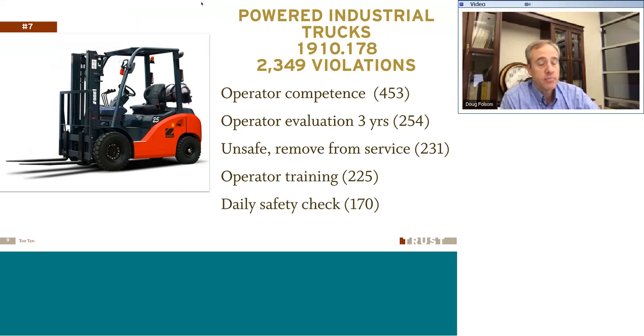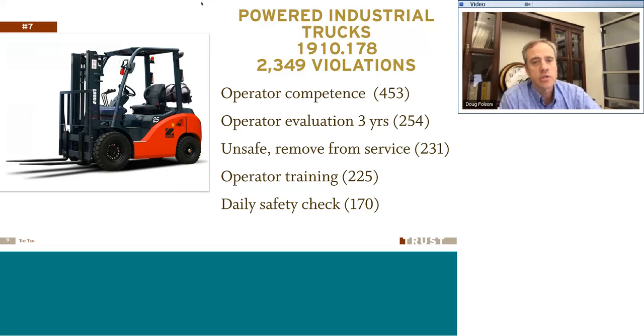Another real common one, the 7th most common category where we see OSHA violations written, is with regards to your forklift trucks, your powered industrial trucks. This comes from the standard 1910.178. And the most common reason an OSHA inspector is going to write a citation in here is because you don't have a part of your program that you can demonstrate that you have verified the competency of your operators.